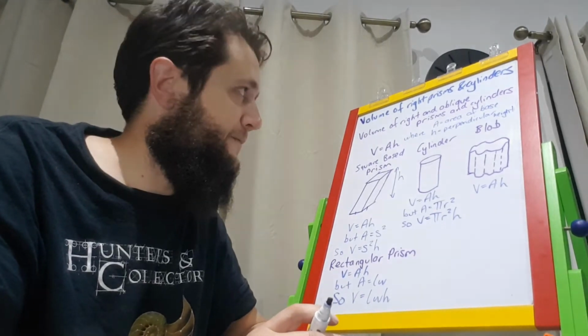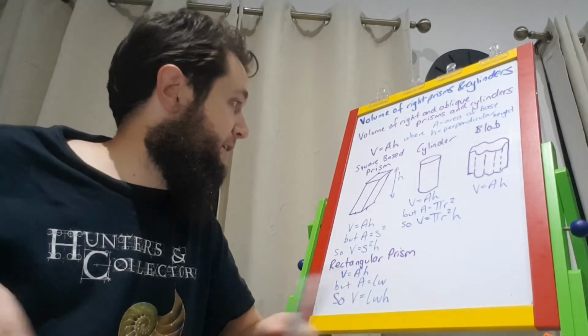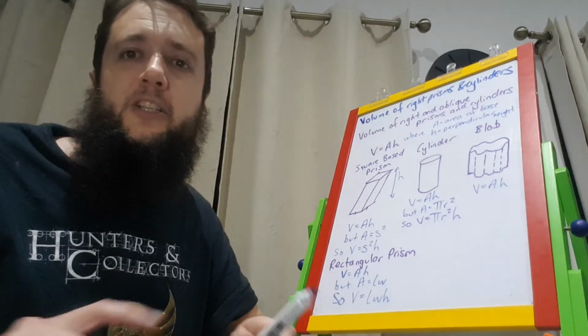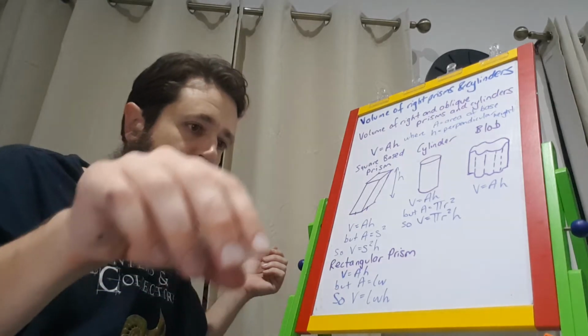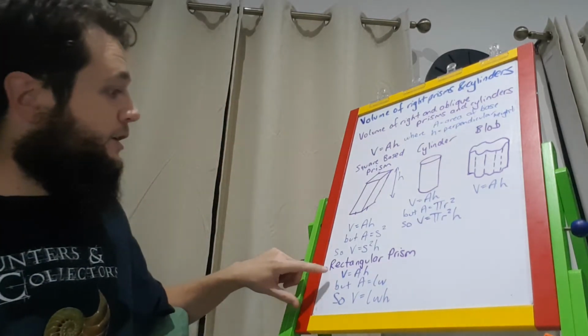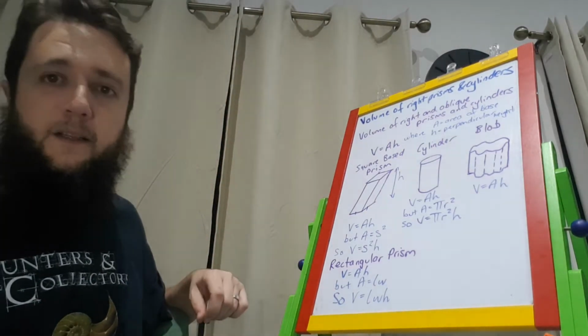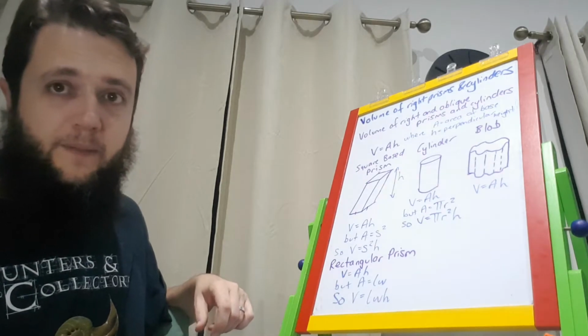So for example, let's actually do some examples of a couple of these. I'm going to rub off some of it here. I hope you're going to remember your rectangular prism formula, because that will come up somewhere.